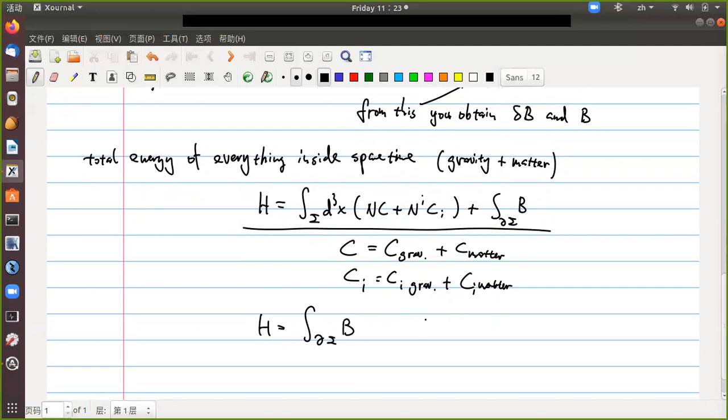So here you can see that once you consider the energy of gravity, or gravity with matter, once gravity is involved, your energy is non-local, right? It means that gravitational energy is non-local.